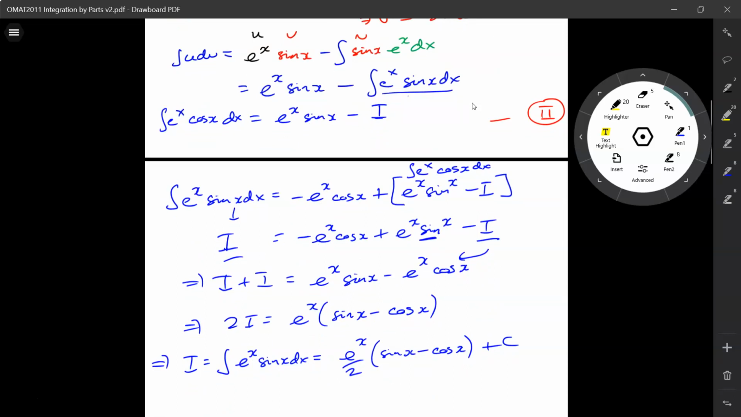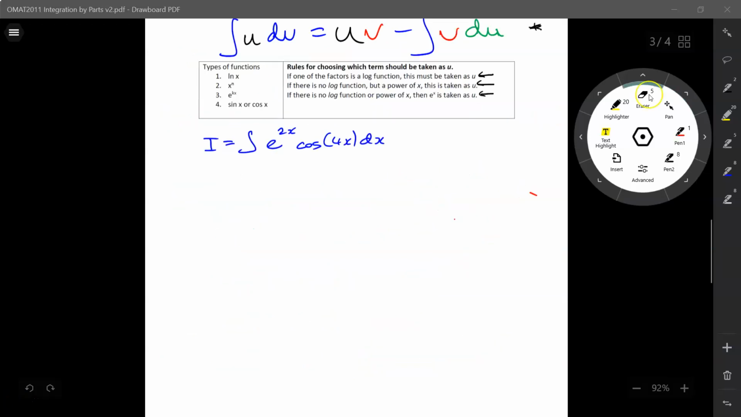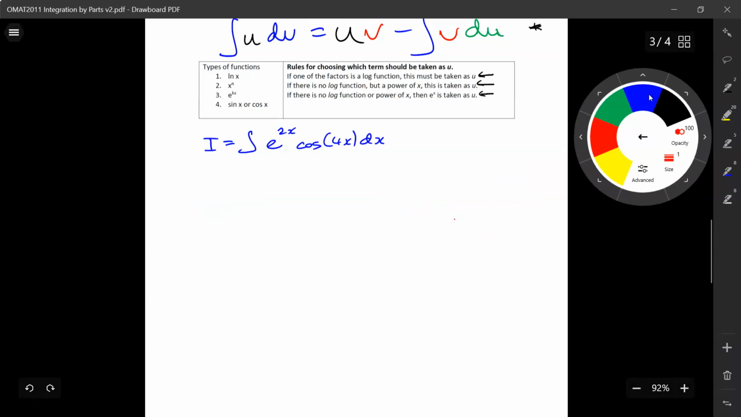Okay, so that's one of the easier ones. They get a bit more complicated when you start putting coefficients in. So we look at one of those examples now. This example here is a bit more complicated than the last one because our exponential function is now exponential 2x, and the cosine function has a constant in front of the x, so it's cosine 4x. So the first thing we do when we see this integral is we say I is equal to this. You'll see that that term repeats.